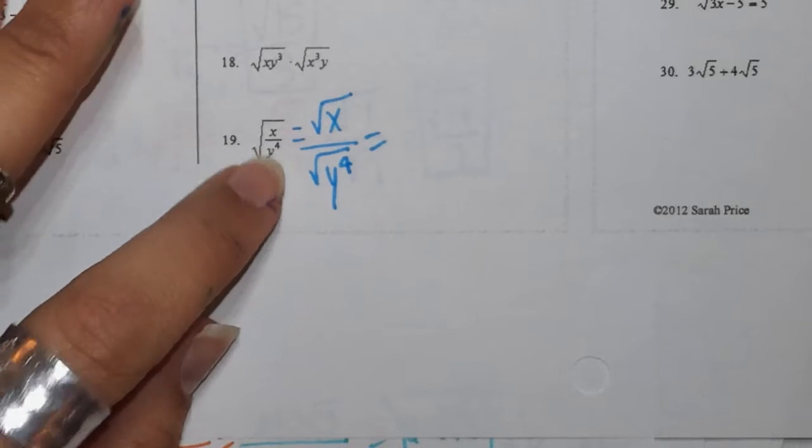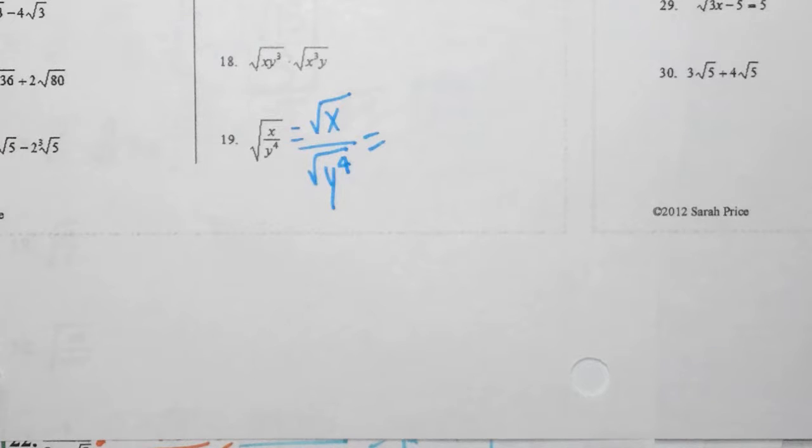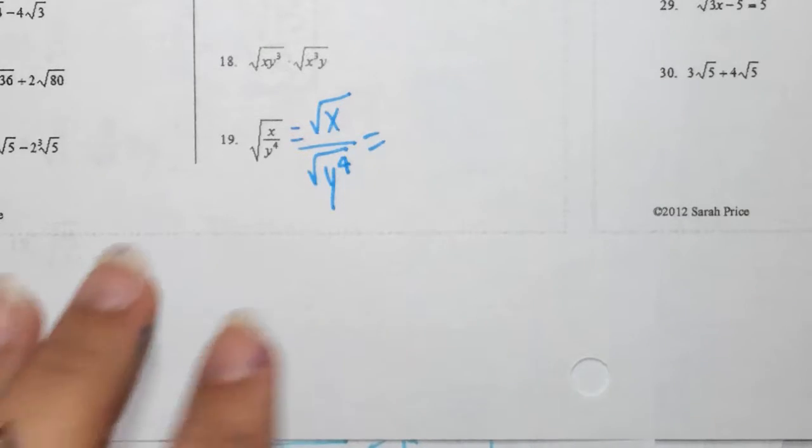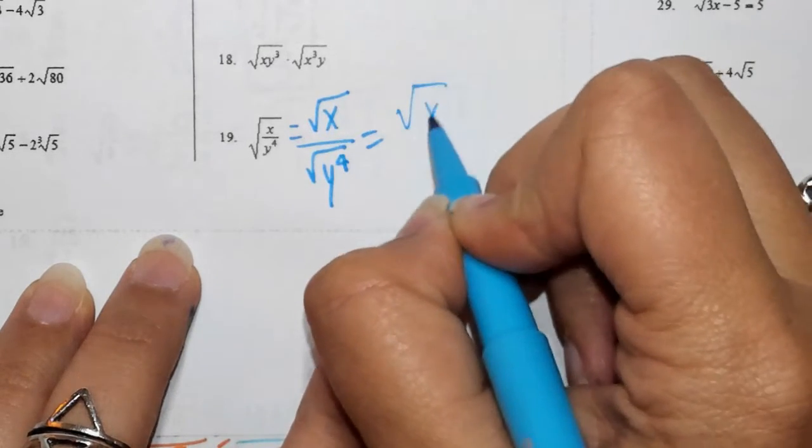Okay, so I broke it apart. Now, can I take the square root of x? No. There's one of them, so it's just the square root of x. What would the square root of y to the 4th power become?